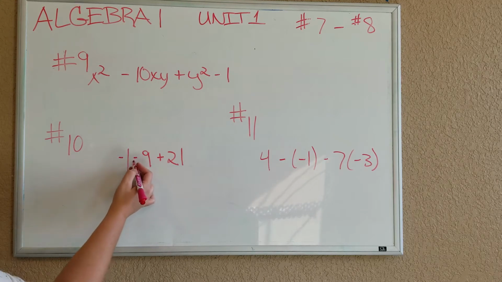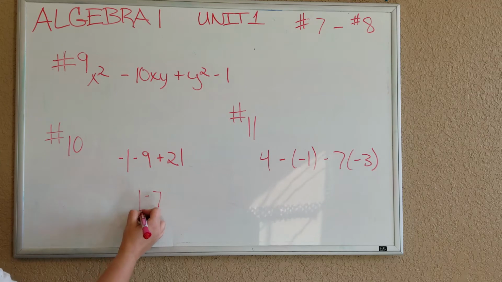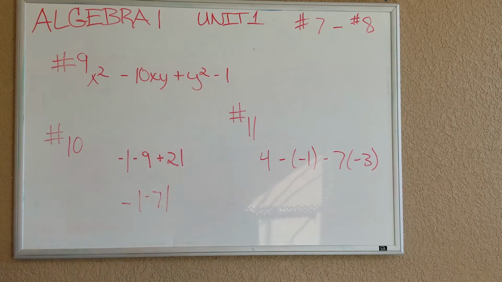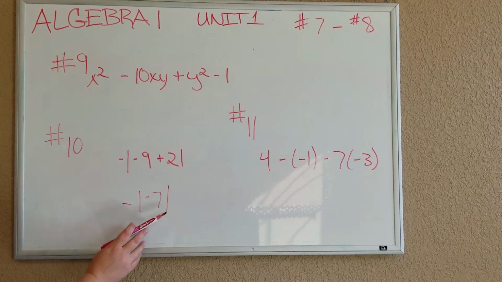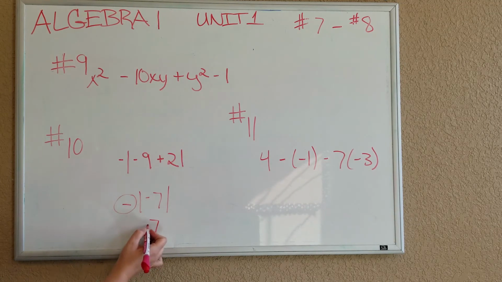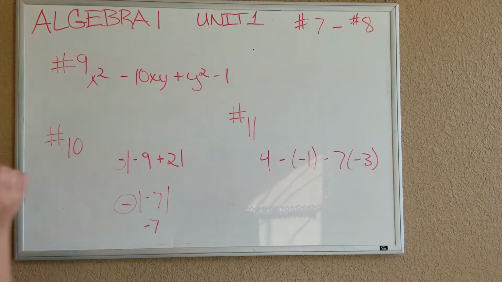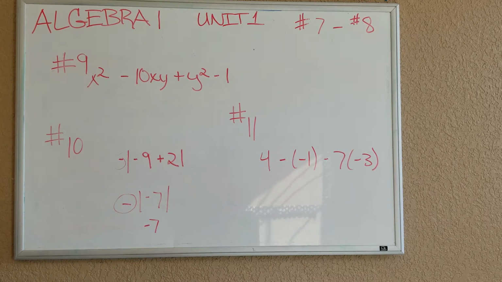So this would be negative 9 plus 2. It's actually a negative 7. Okay, so it's the absolute value of negative 7, which is 7, but because of this out here, it stays negative. Okay, so this sign outside the absolute value makes it negative again.